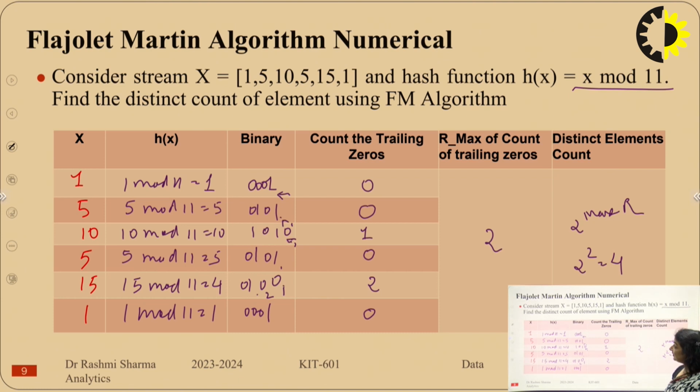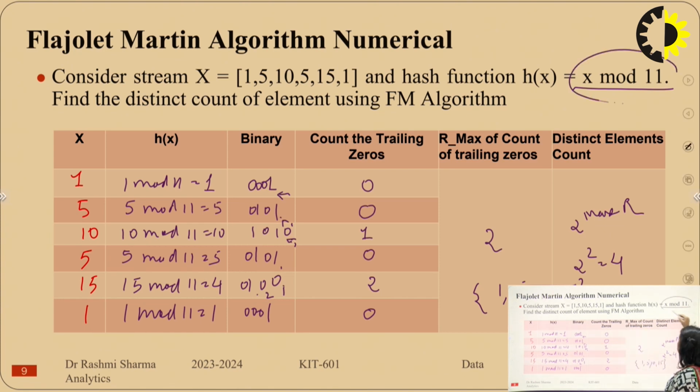Now if I look here, the 4 distinct elements are 1, 5, 10 and 15. Am I correct? So I have these 4 distinct elements. This is very simple, there is no rocket science in this, no calculation like we did in PCA. It is a very simple algorithm to find the number of distinct elements coming in your input stream.